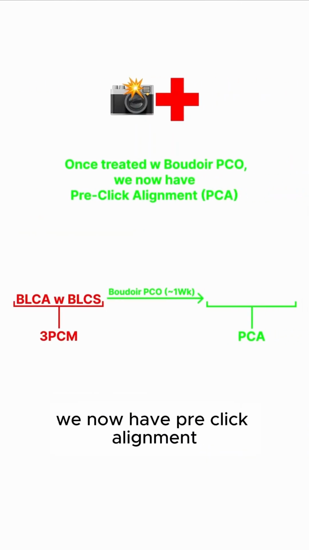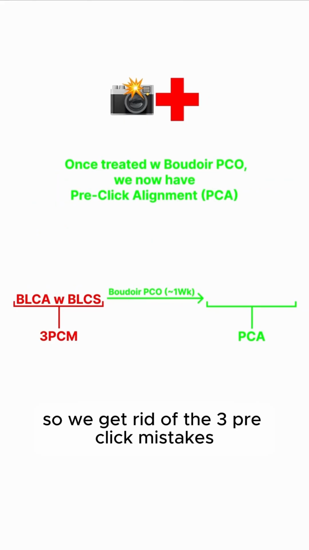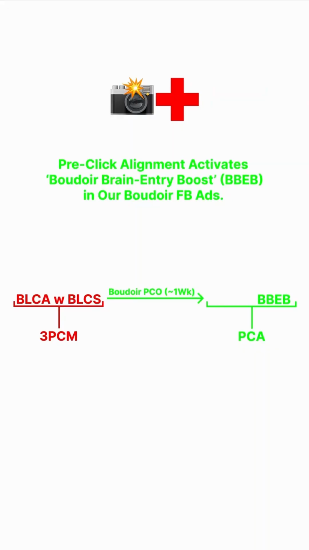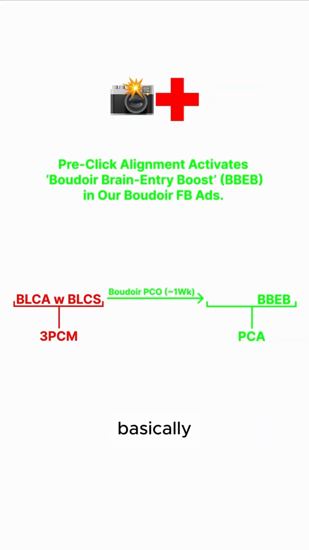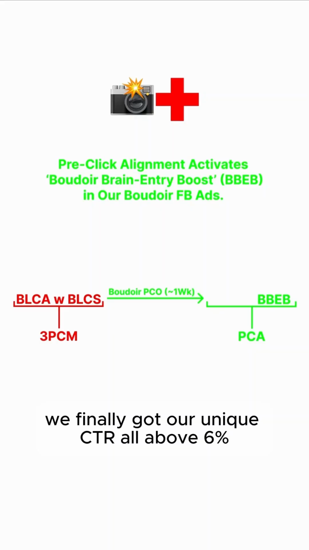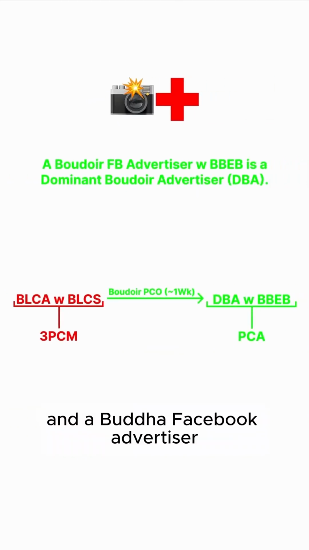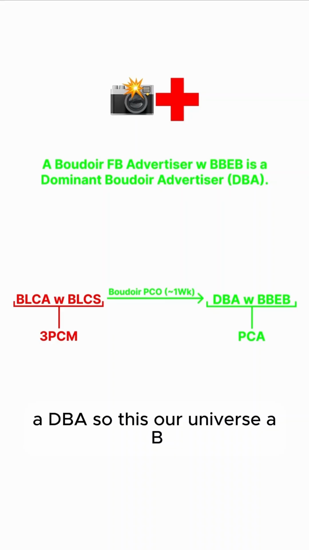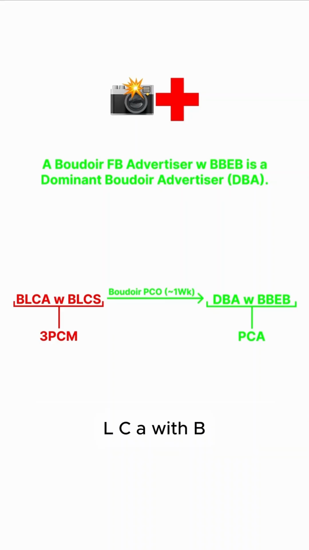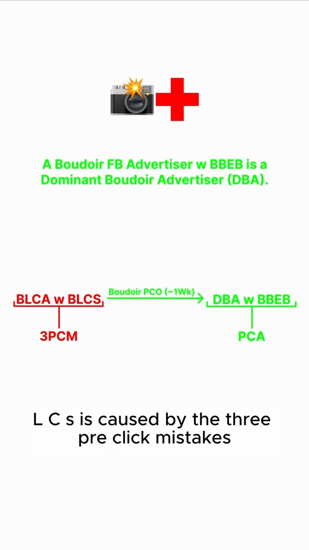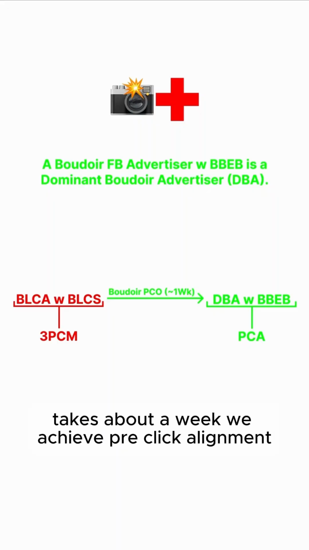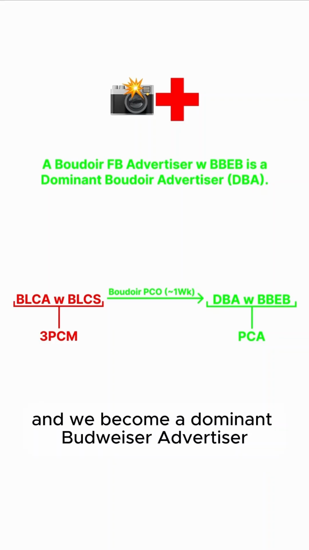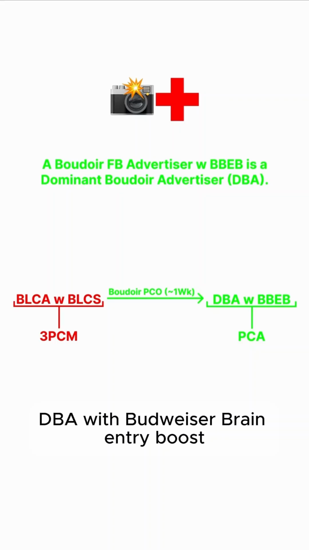Now, once treated with Boudoir Pico, we now have pre-click alignment. So we get rid of the 3 pre-click mistakes. We achieve pre-click alignment. Pre-click alignment activates Boudoir brain entry boost in our Boudoir Facebook ads. Basically, we finally got our unique CTR all above 6%. And a Boudoir Facebook advertiser with Boudoir brain entry boost is a dominant Boudoir advertiser, a DBA. So, this is our universe. A BLCA with BLCS is caused by the 3 pre-click mistakes. That's treated very easily with Boudoir Pico. It takes about a week. We achieve pre-click alignment, and we become a dominant Boudoir advertiser, a DBA with Boudoir brain entry boost.